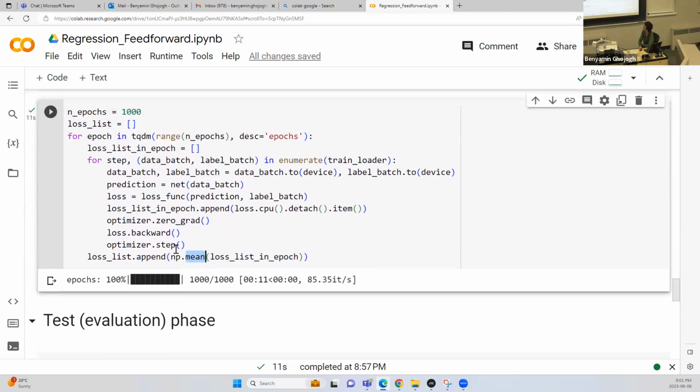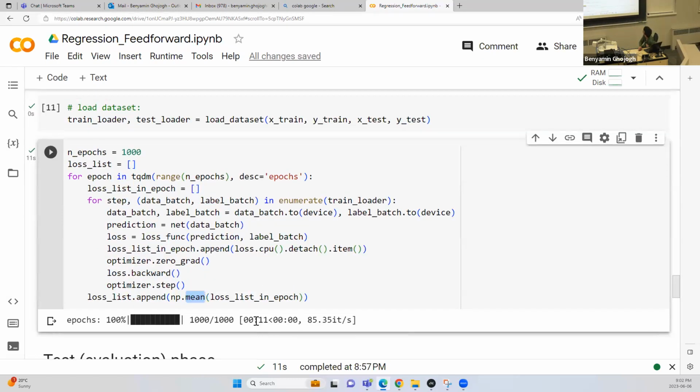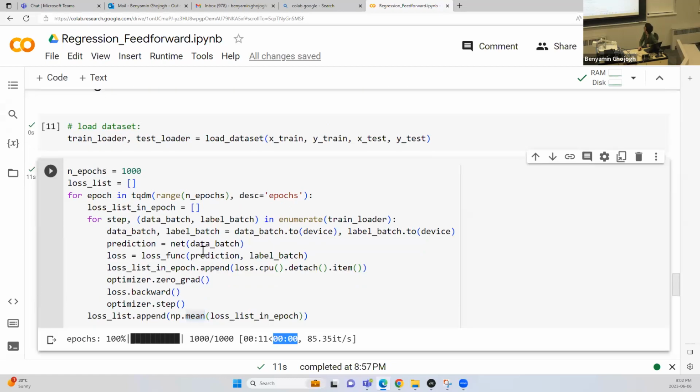So tqdm also shows the progress bar. By the way, this is the time which has passed, this is the time which remains, and this is the average iterations per second. So did I run it? Yes.